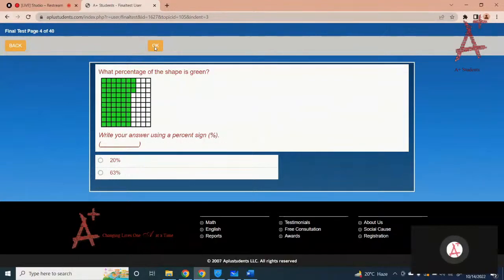Okay, the next one is, what percentage of the shape is green? Which one is it? Oh, very good. It would be 63%. So select the correct option and click on the OK button.